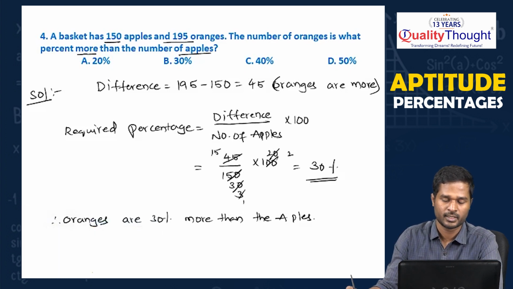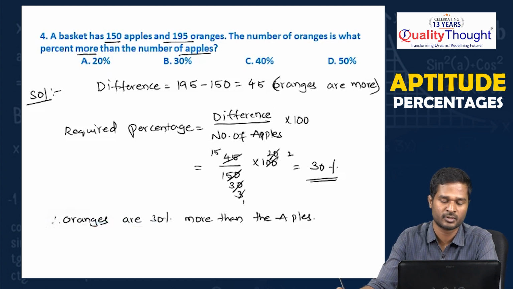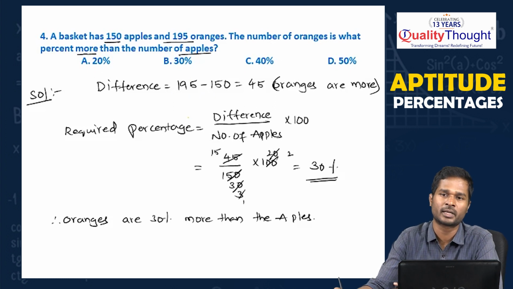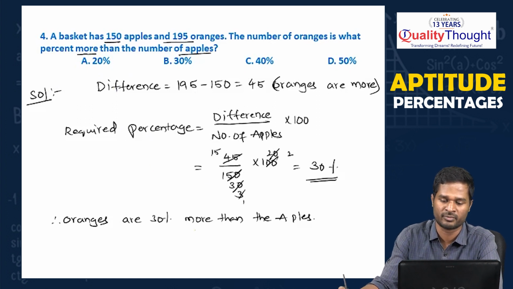So, we will see once again what we have done. A basket has 150 apples and 195 oranges. The number of oranges is what percentage more than the number of apples? So, take the difference, the word he used is more or less. So, the difference is 195 minus 150, that is 45. So, oranges are more, 45 oranges are more. So, required percentage is take the difference and divide it with what he is asking to compare, take that value. So, he is comparing the difference with the number of apples. So, write the number of apples in the denominator, multiply with 100.